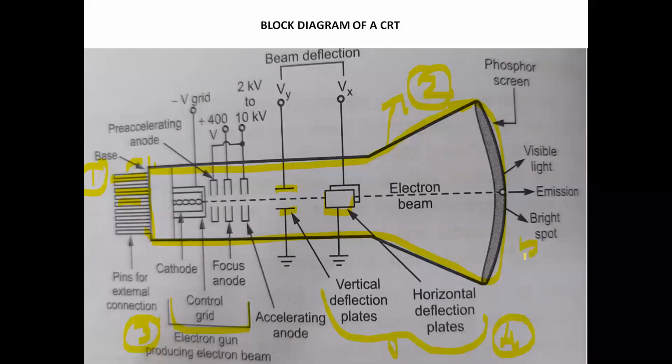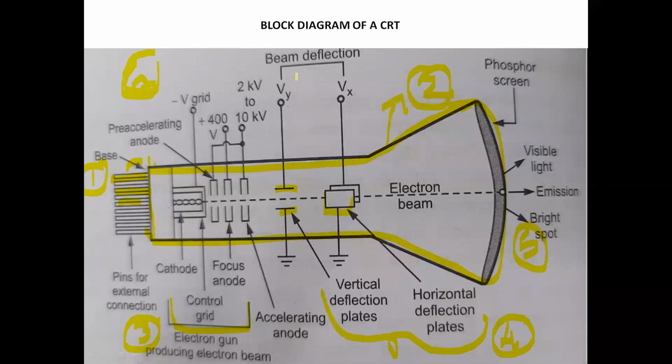And the fifth section is the screen on which the waveform is displayed. There is also another section, that is the power supply section. Sixth section, that is the power supply section. Okay, so there are 6 sections in the block diagram of a CRT.